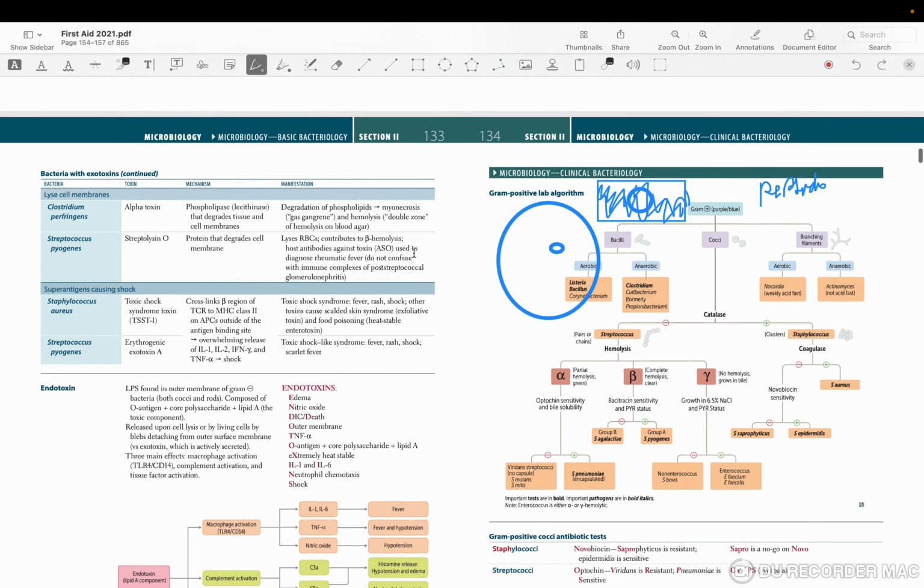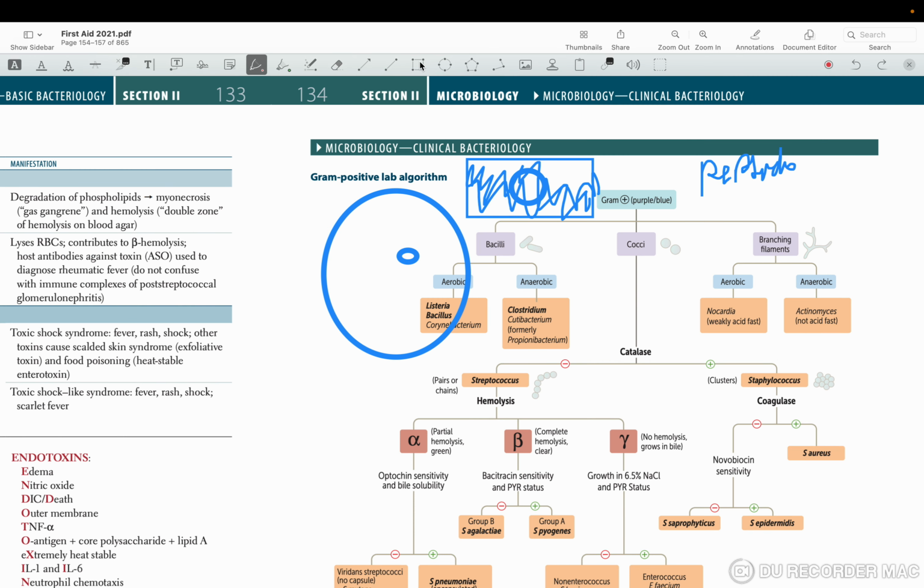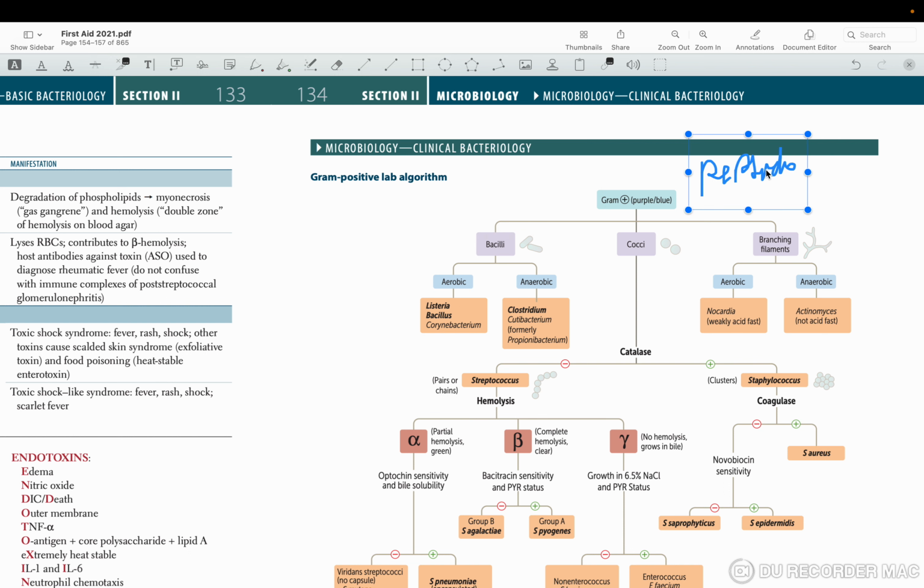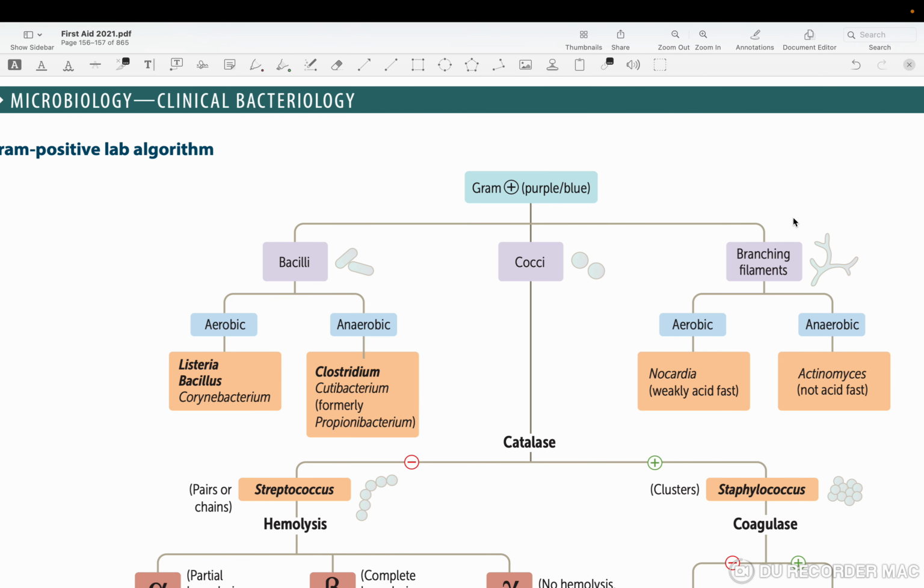The next thing we will speak about after discussing gram-positive and gram-negative is the different types of them. The first thing we discussed regarding gram-positive and gram-negative was the structure. Now we will discuss it according to the shape. Now forget about all of the gram-negatives you know. We'll speak about the gram-positive. So we have the cocci. Cocci means a sphere. Bacilli means a rod. And the branching filaments are something else.